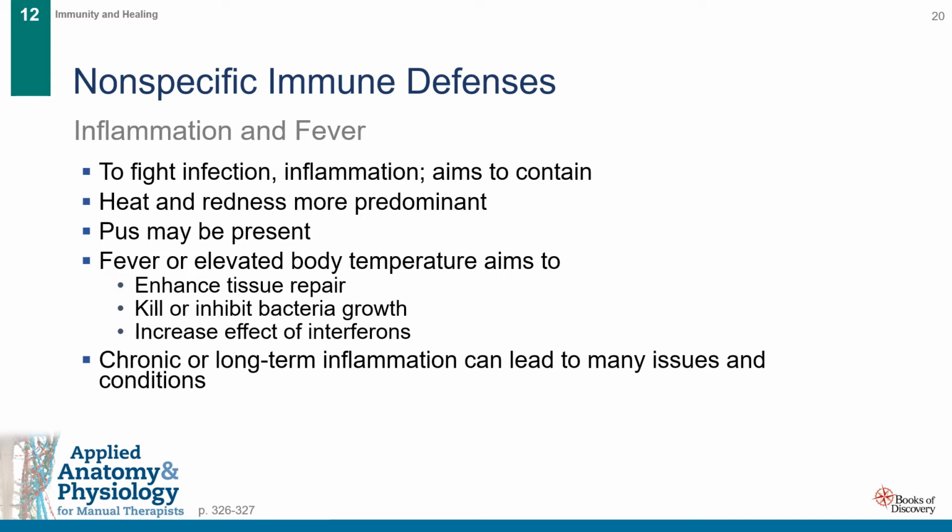In cases of systemic infection or when a local infection spreads, lymph nodes may become enlarged and the core body temperature may rise, resulting in a fever. Elevated body temperature speeds up actions involved in enhancing tissue repair, killing or inhibiting the growth of bacteria, and increasing the effect of interferons. While it is important to control fevers of 104 degrees Fahrenheit or more, it is not always helpful to decrease a low-grade or moderate fever because it simply indicates an active immune response.